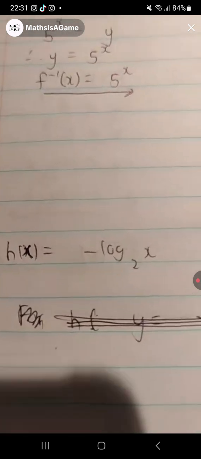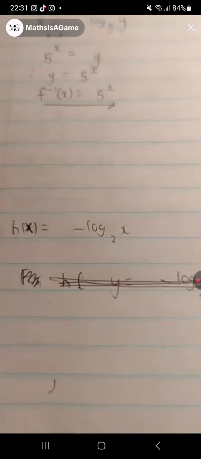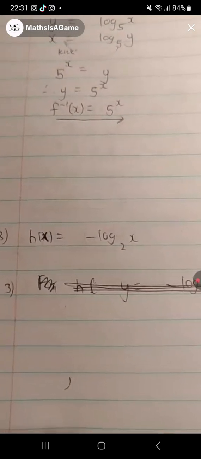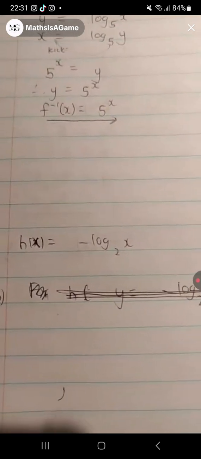H of x is equal to negative log x base 2.